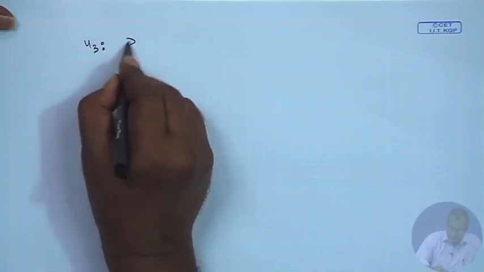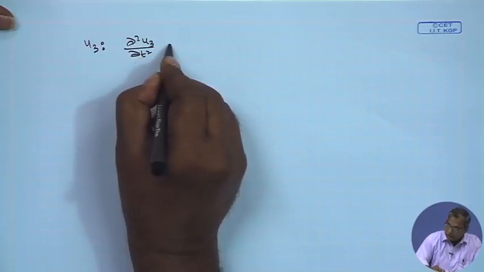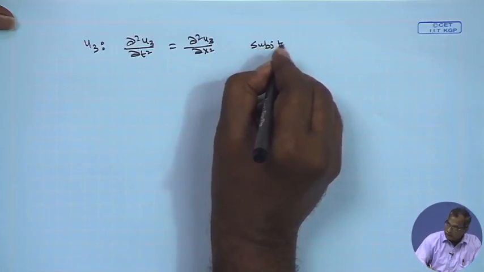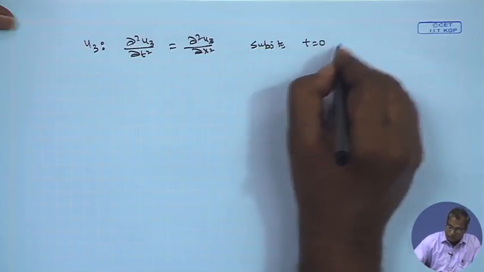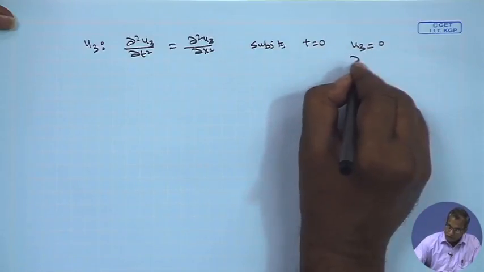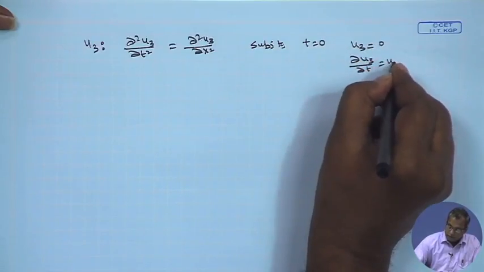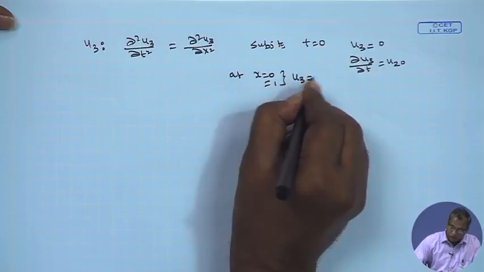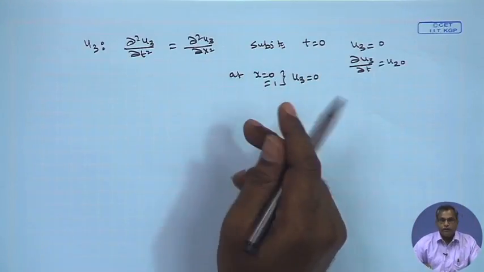So, u 3 will be del square u 3 del t square is equal to del square u 3 del x square, subject to at t is equal to 0, u 3 is equal to 0 and del u 3 del t is equal to u 2 naught, and at x is equal to 0 and 1 my u 3 is equal to 0. So, I have to solve just one sub problem u 2 or u 3, u 1 is completely solved earlier, and let us see how, because if you solve either u 2 or u 3, then you will know how to solve each sub problem individually.